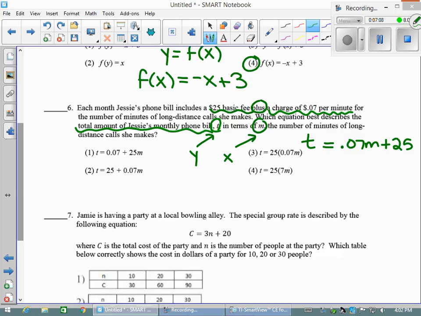Remember, the commutative property of addition does allow me to rewrite this, which is why choice 2 is correct. I can always rearrange my terms and still be equivalent.